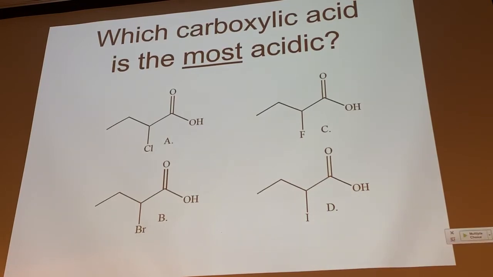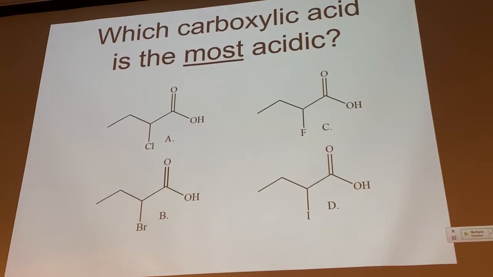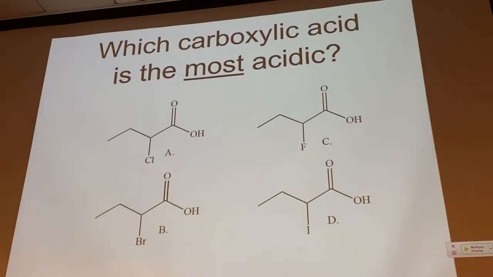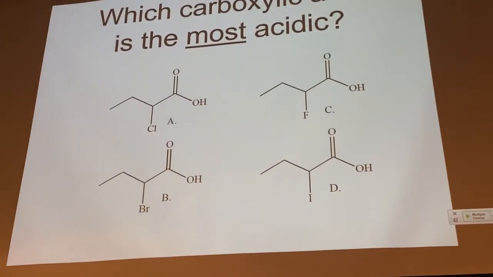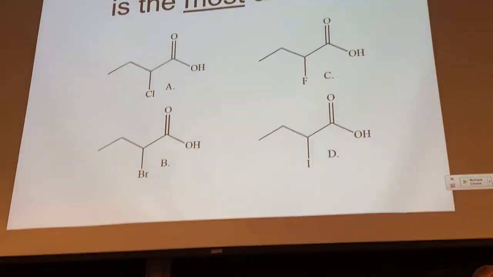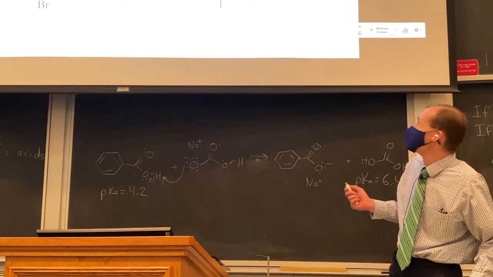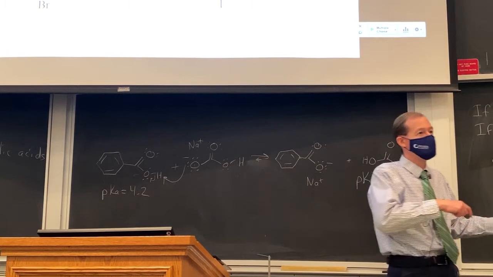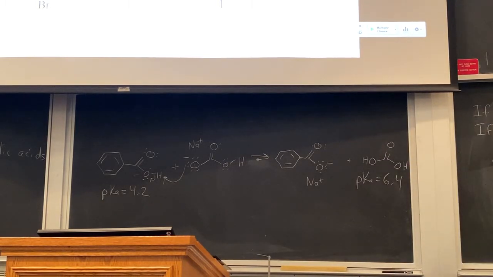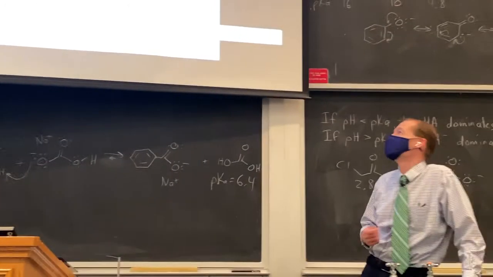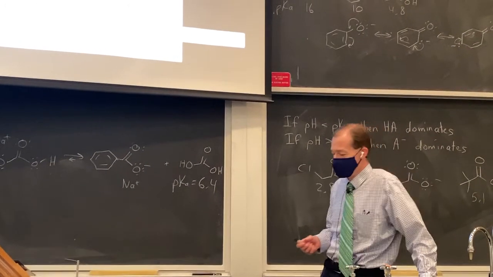All right, which one's the most acidic? C. Why? Who can tell us? Don't be shy. Yes? Chlorine is the most electronegative. Okay, so we have all these halogens. We have a single halogen at the same position in the chain in each case. So we're just going to compare the electronegativities. And the fluorine is more electronegative, therefore it has the strongest inductive effect, the highest degree of stabilization.